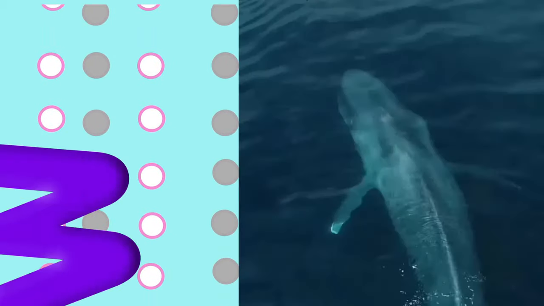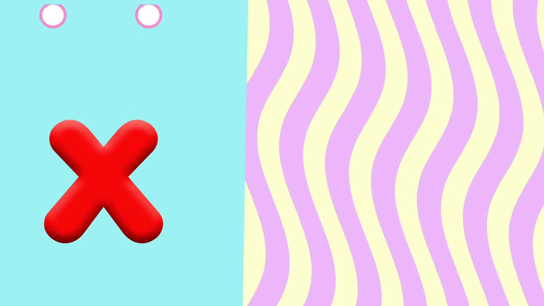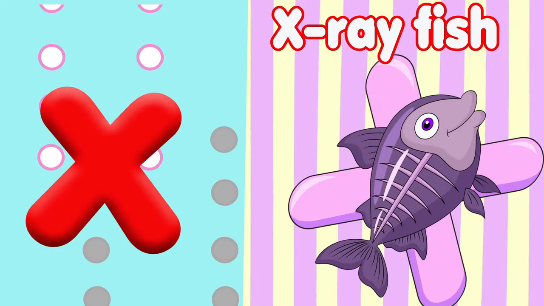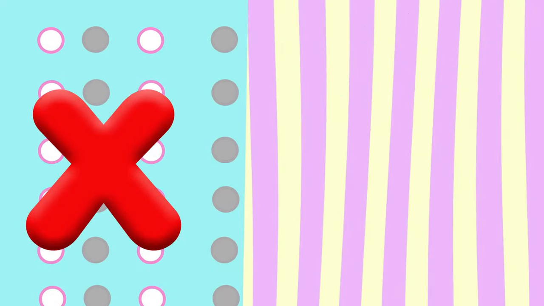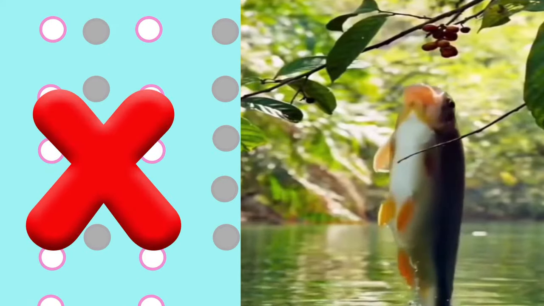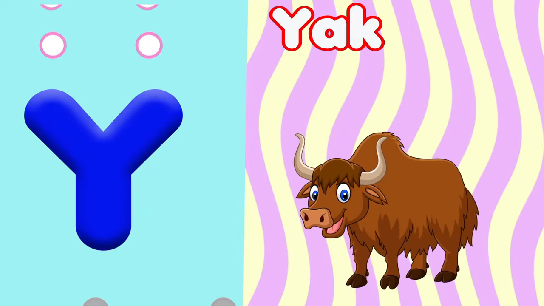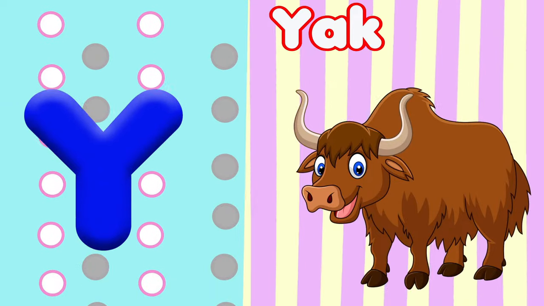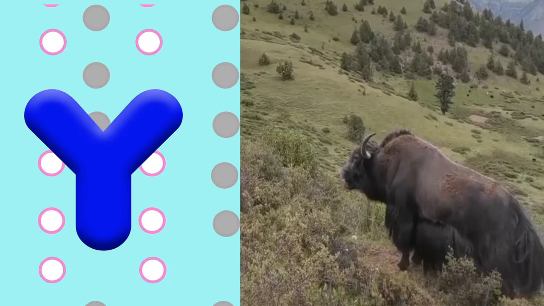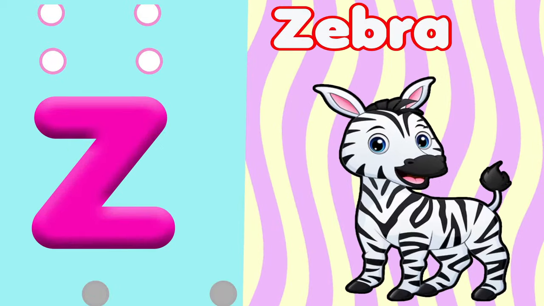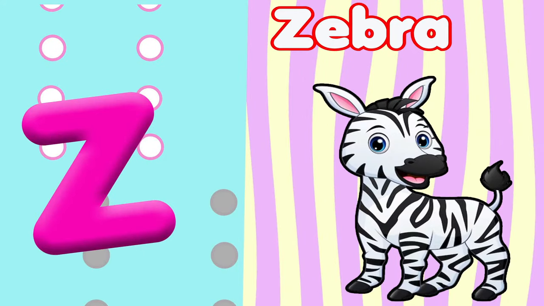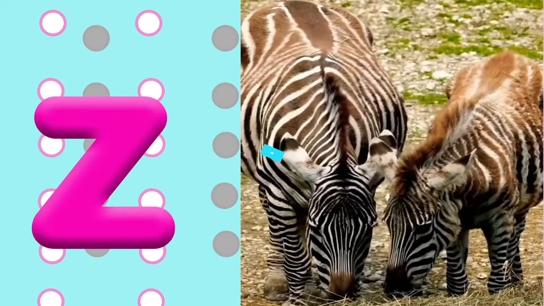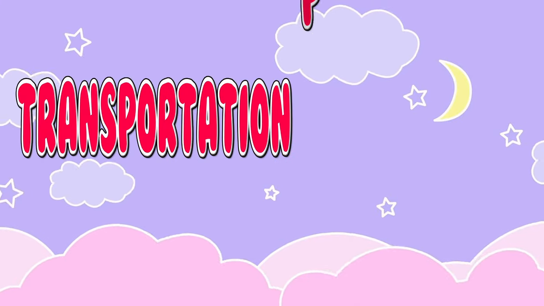X is for x-ray fish, x, x, x-ray fish. Y is for yak, y, y, yak. Z is for zebra, z, z, zebra. Transportation phonic song.